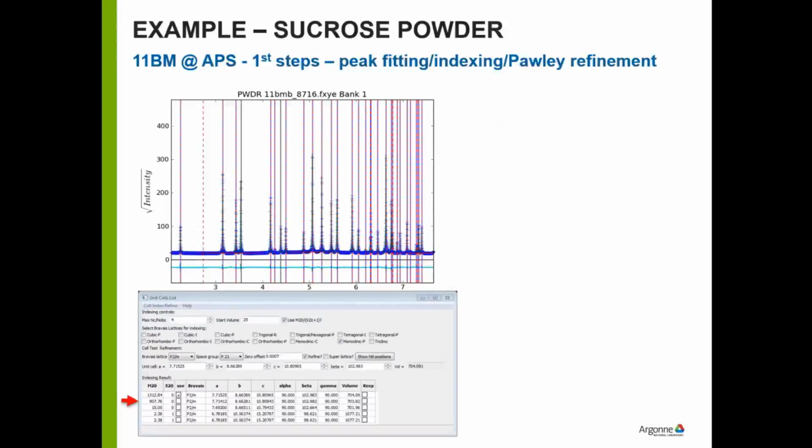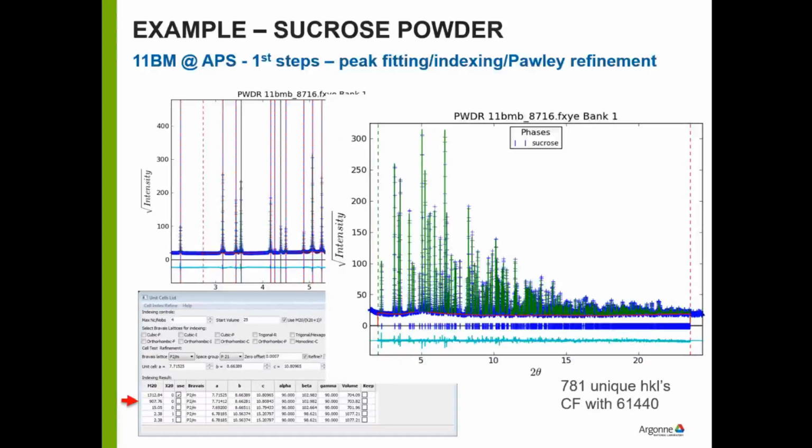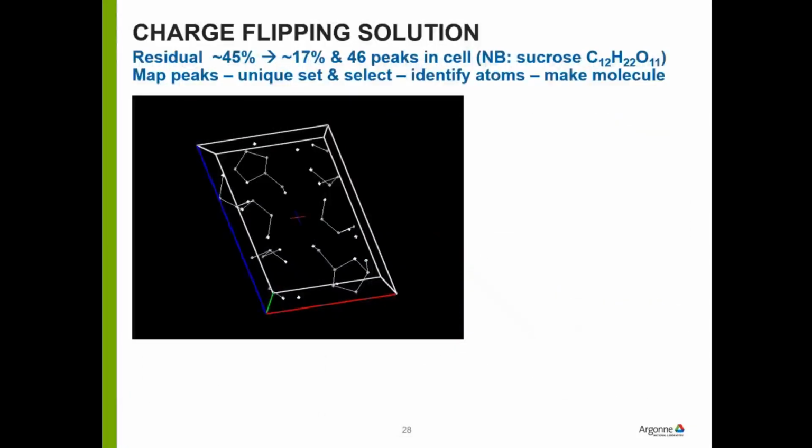This is the example of sucrose powder, and you index it, and I'm going to skip that. And so here's the crystal structure that comes out of the charge flipping for sucrose, where it starts off with a residual of about 40%, drops down to something like 17, and there's 46 peaks in the map. And since this is P21, it's twice that of sucrose, which is C12H22O11. So you should get 46 peaks.